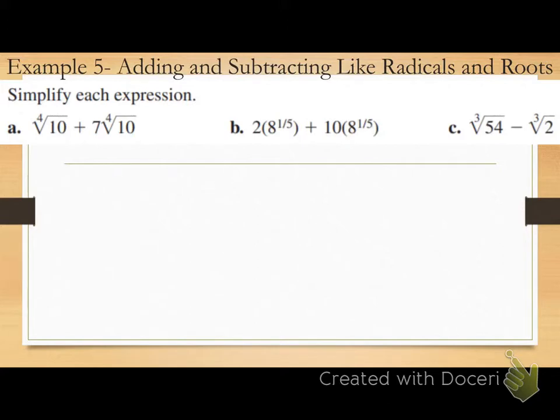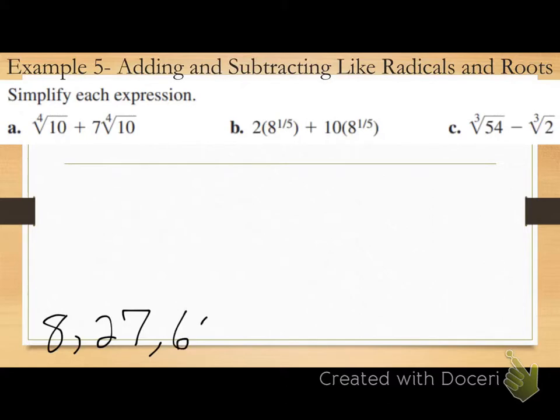Actually, let's go ahead and list out the perfect cubes. What is 2 cubed? 8. Very good. What is 3 cubed? 27. Very good. 4 cubed?